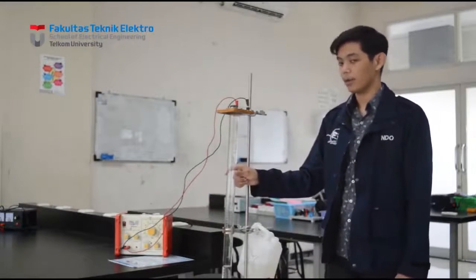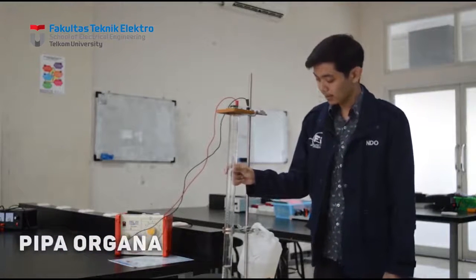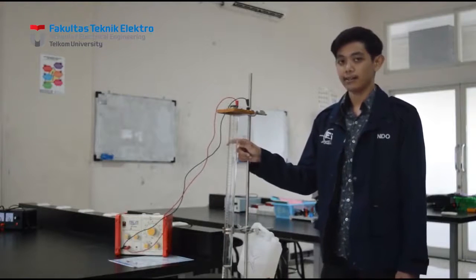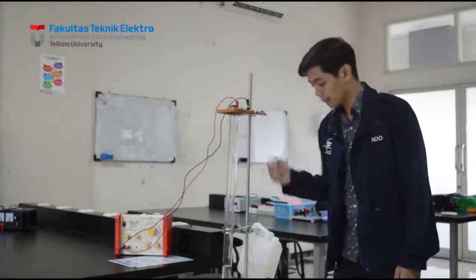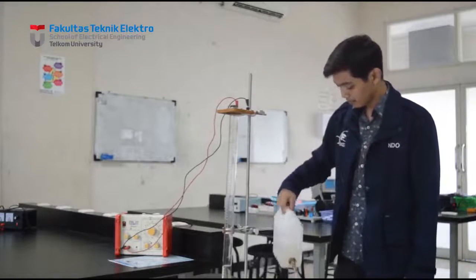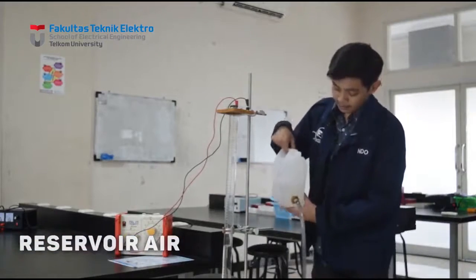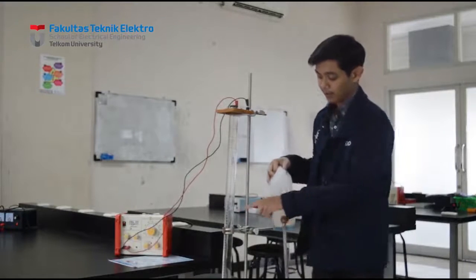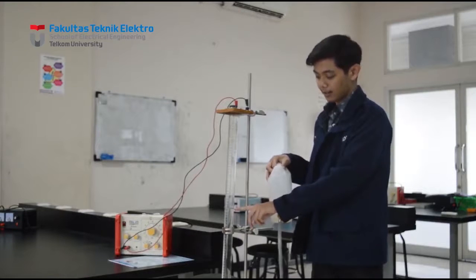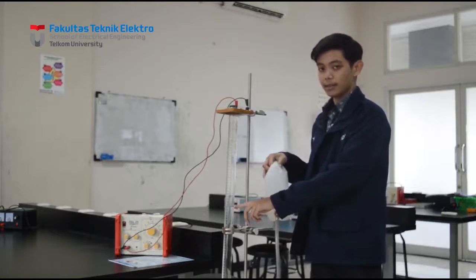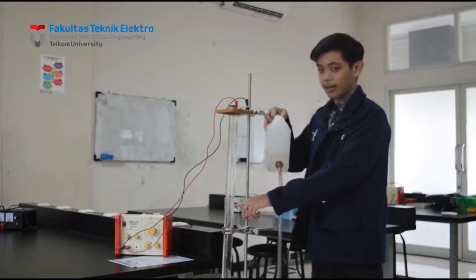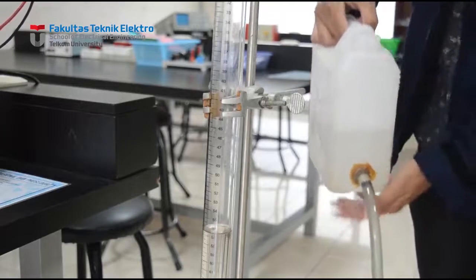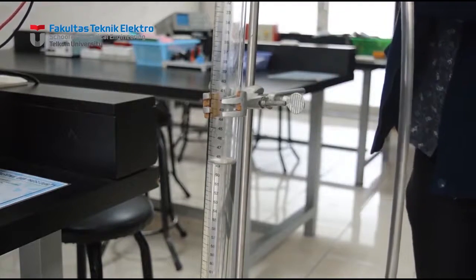Next, there is an organopipe, which is used as a wave propagation medium for the waves that have been produced from the speaker before. The last one, there's a plastic water reservoir. We use this water reservoir to raise and lower the water level contained in the organopipe, which is used as a reflective wall for the waves that have been produced before from the speaker itself. So as we can see here, the water level will rise along with the plastic water reservoir and vice versa.